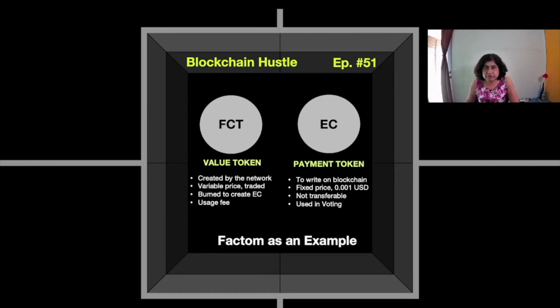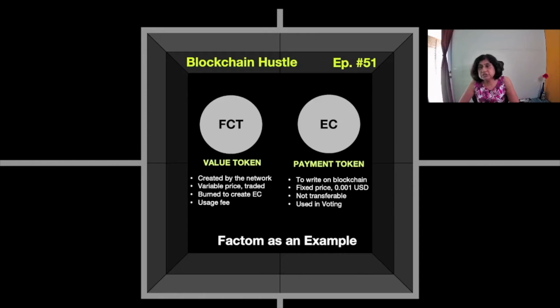the Factom blockchain. So a few more points on these two tokens. EC, your entry credit, is your payment token, and your factoid is your value token. Now these ECs are non-transferable. So even though it is pegged to a fiat currency, you know that one EC is equal to 0.001 USD and this is fixed, because it is not transferable, it's not a stable coin. And because it is non-transferable, it decreases the hacking scope or the potential for your EC.